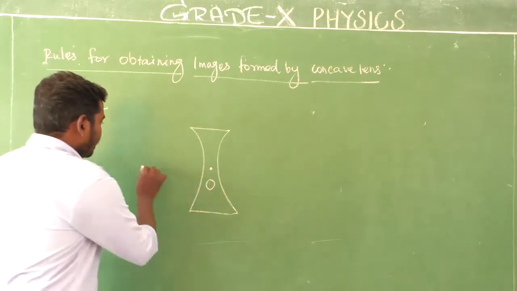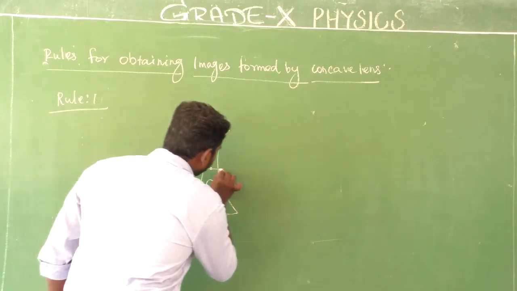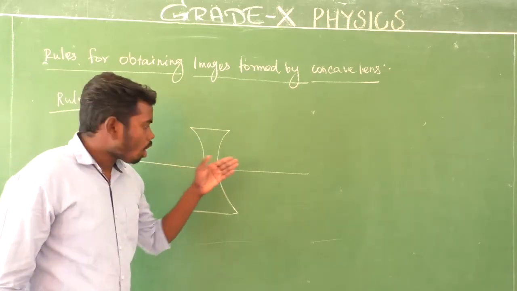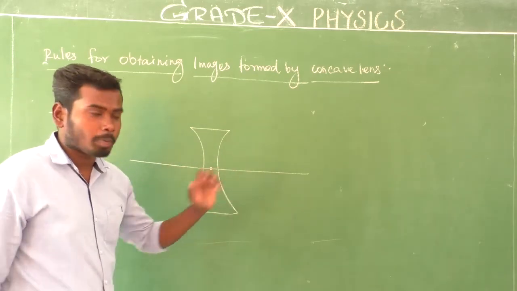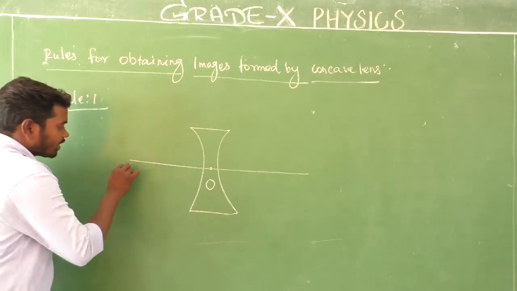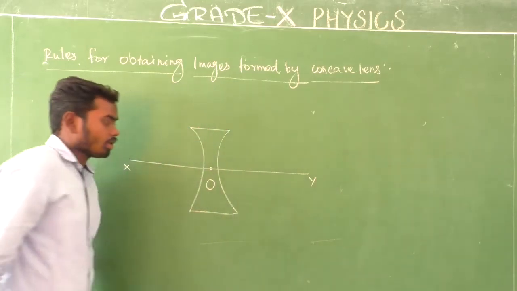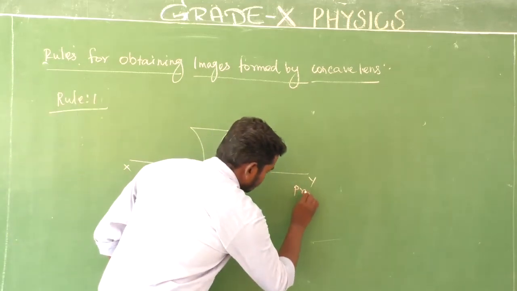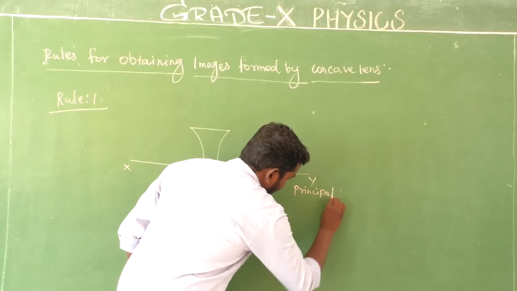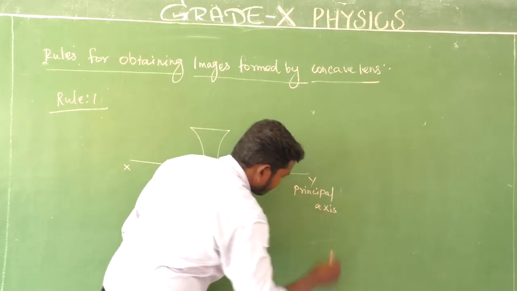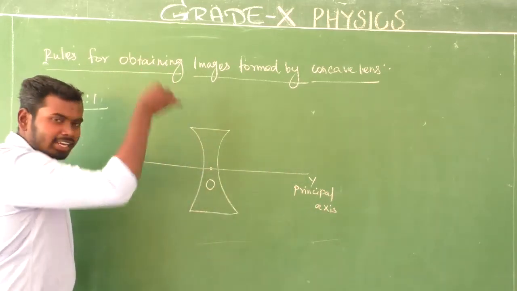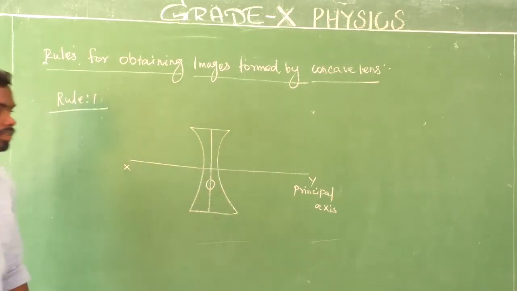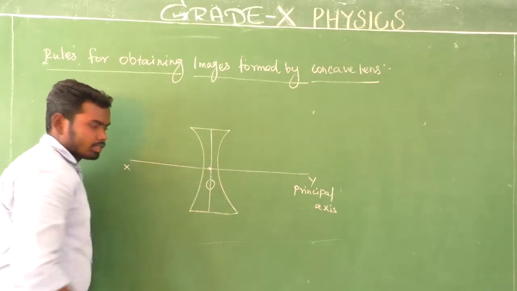Next, an imaginary line which passes through the optical center is the principal axis. Consider X, Y as the principal axis. Next, consider the center of a concave lens. This is the center of a concave lens.